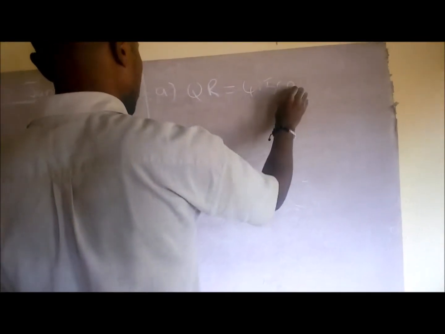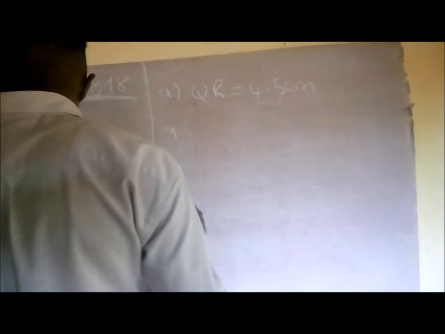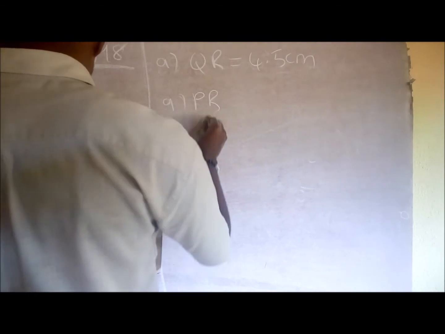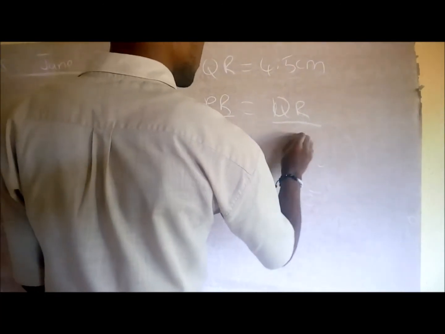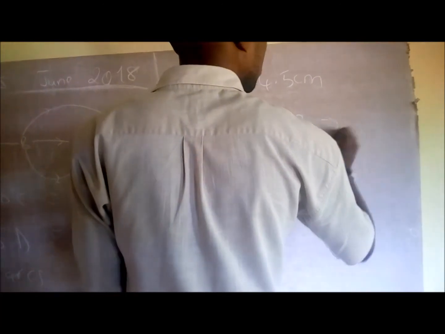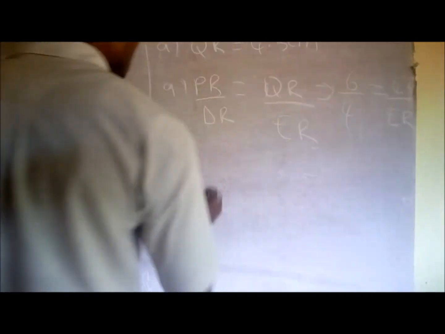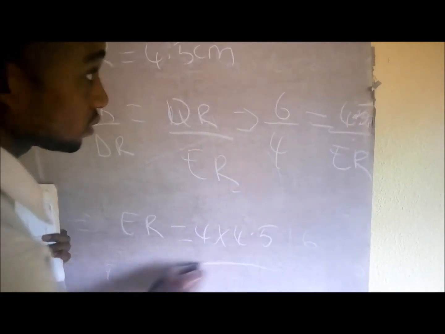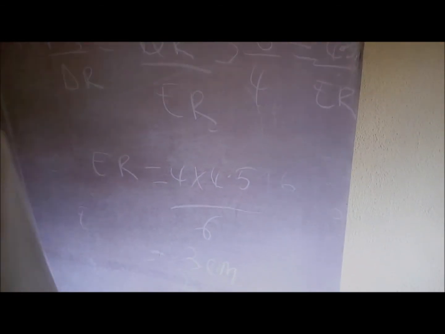Given that QR is equal to 4.5 cm, find ER. From the notion of similar figures, we know that PR on DR is equal to QR on ER. It means that you have 6 on 4 is equal to 4.5 divided by ER. Making ER the subject, you have 4 times 4.5 divided by 6. If you calculate everything, you will have 3 centimeters.